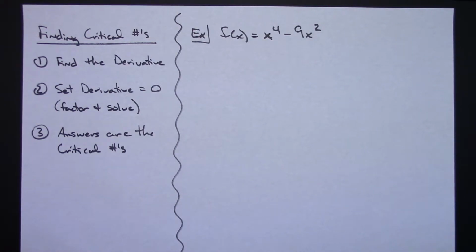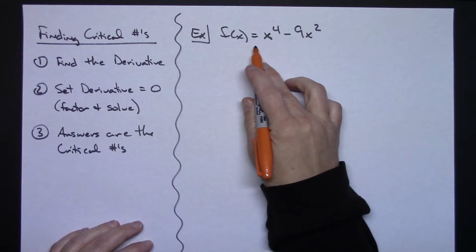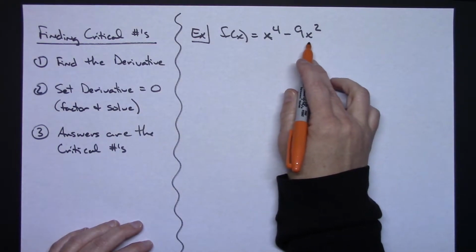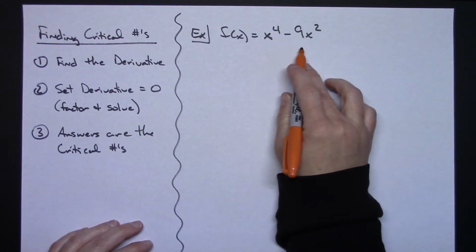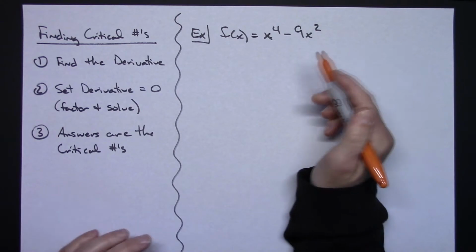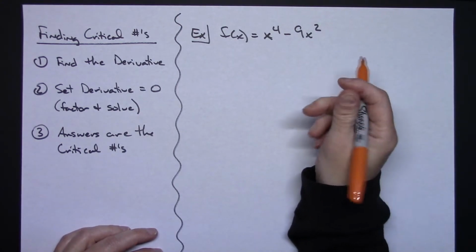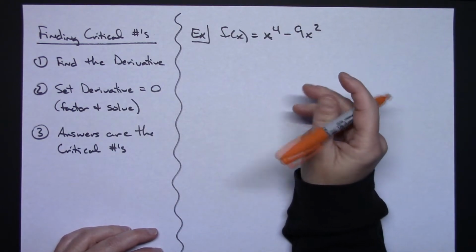And again, you need to make sure that the function is defined at those values to actually call them critical values. Taking a look at this first example, I've got f of x equals x to the 4th minus 9x squared. That's a polynomial curve, so it's nice, smooth, continuous. It's going to be differentiable everywhere, with all reals for the domain. So whatever values we find for c, we can be assured that they are defined for this function.